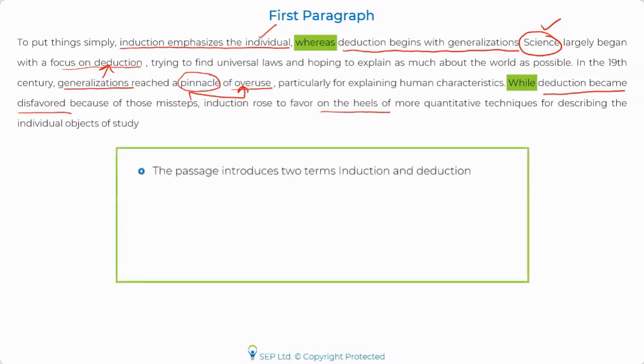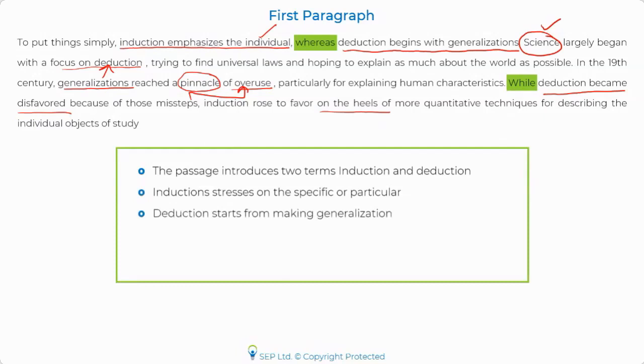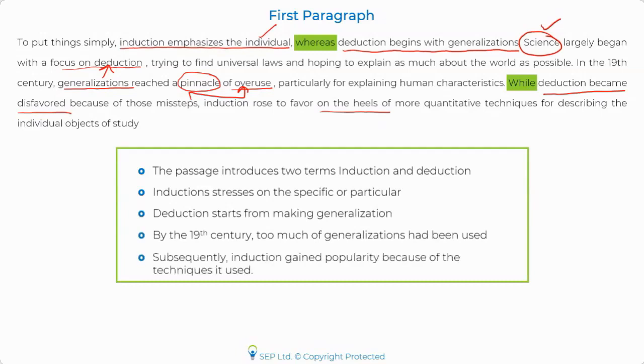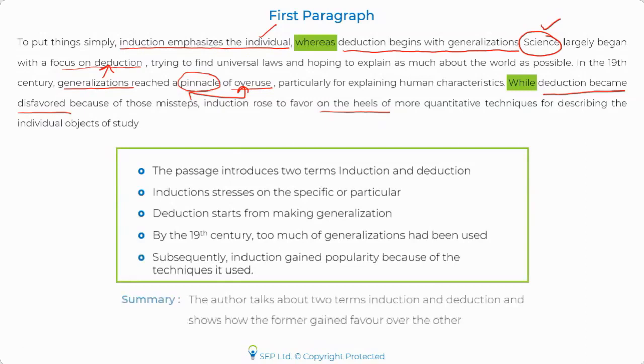Passage introduces two terms, induction and deduction. Induction stresses on the particular or individual or specific. Deduction starts from making generalization, it talks about masses. By the 19th century, too much of generalization had been used. Subsequently, induction gained popularity because of the techniques it used. And if I had to summarize this in a single word, I would say the author talks about two terms, induction and deduction, and shows how the former gained favor over the other.